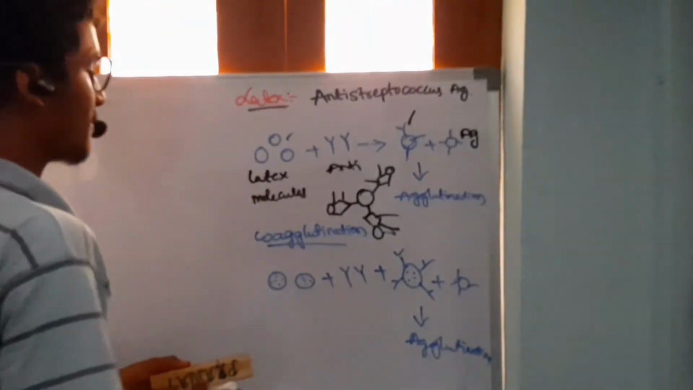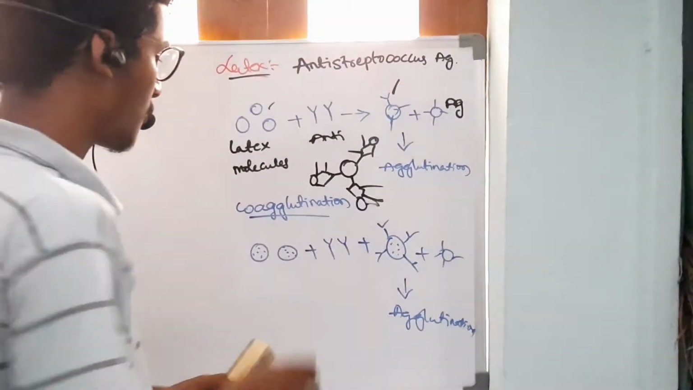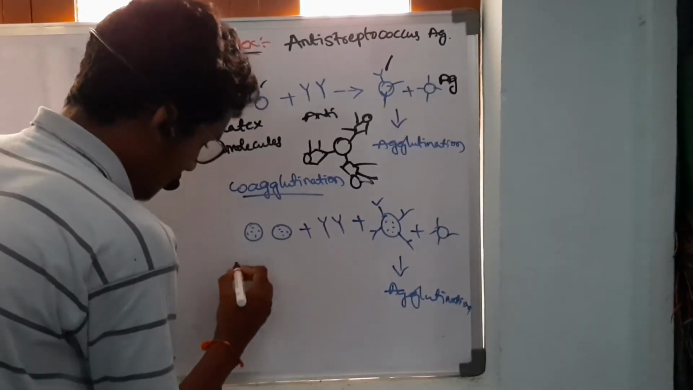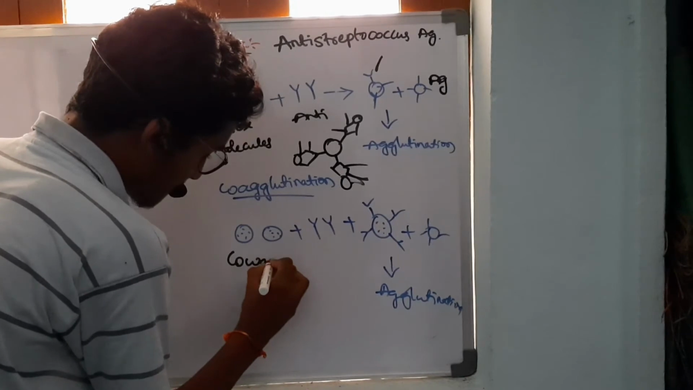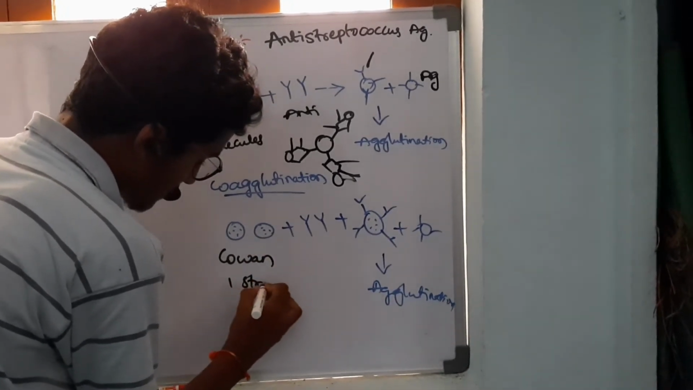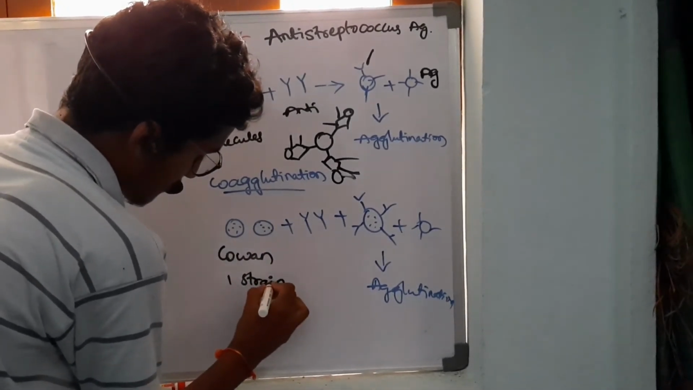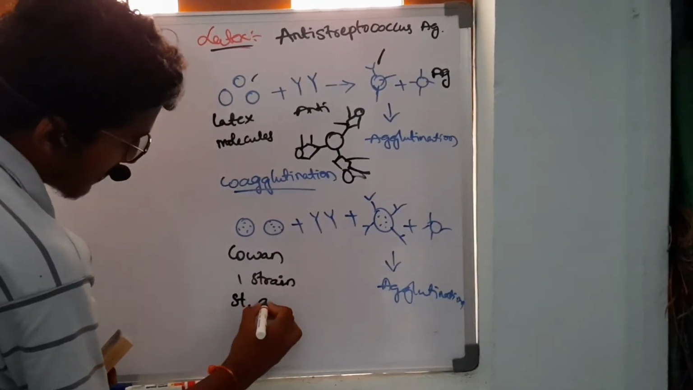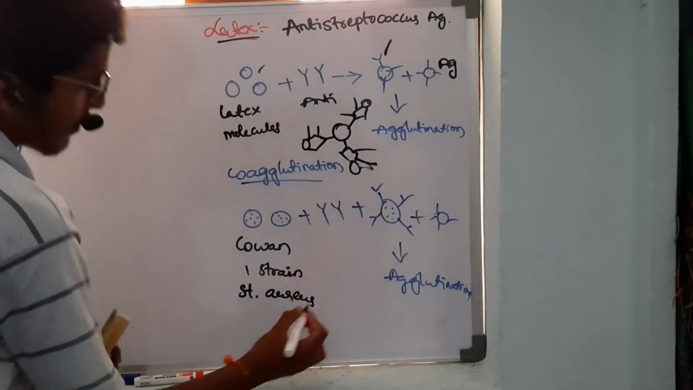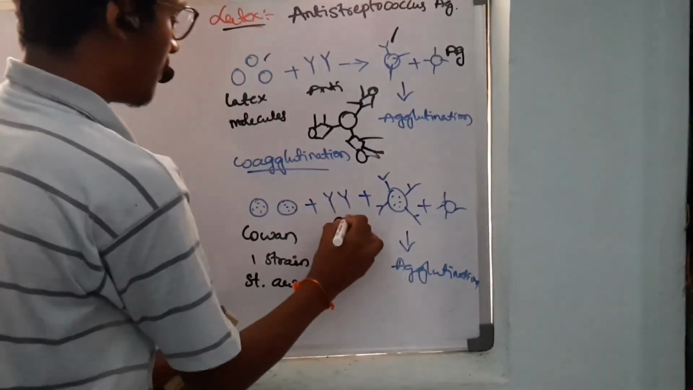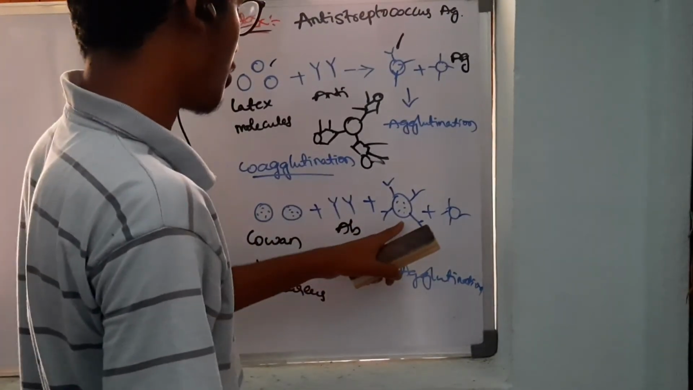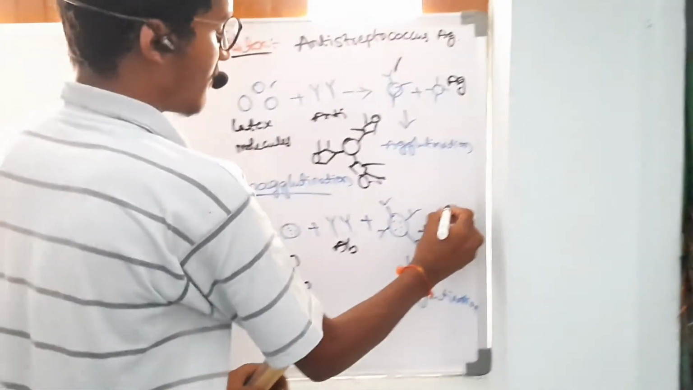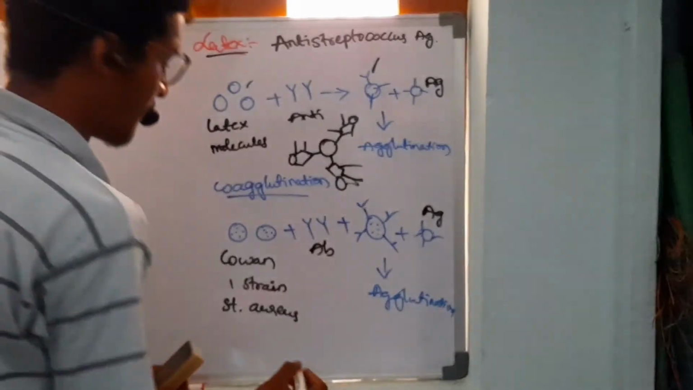The next one is the coagglutination reaction. Here, cells of Staphylococcus aureus are added with an antibody. This forms a complex of both of these, and on adding an antigen, agglutination is formed.